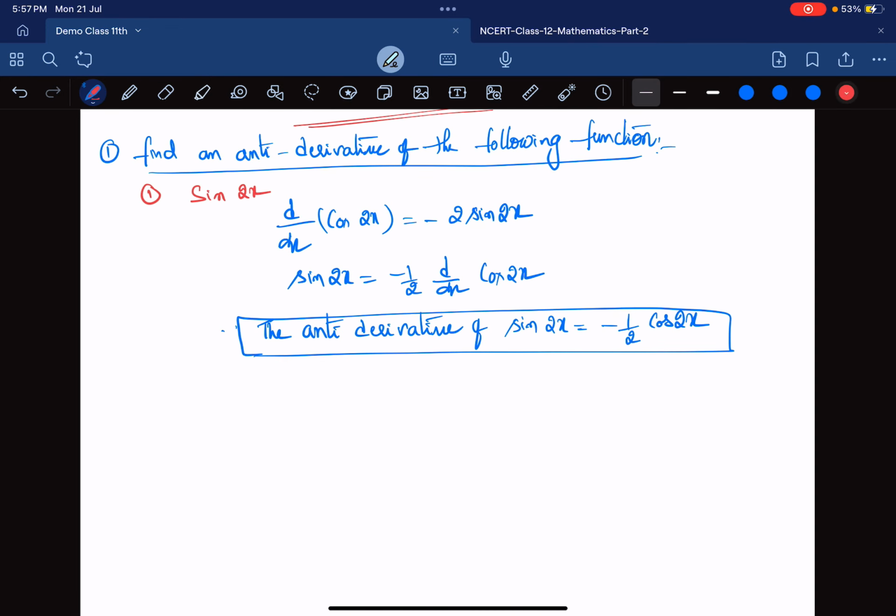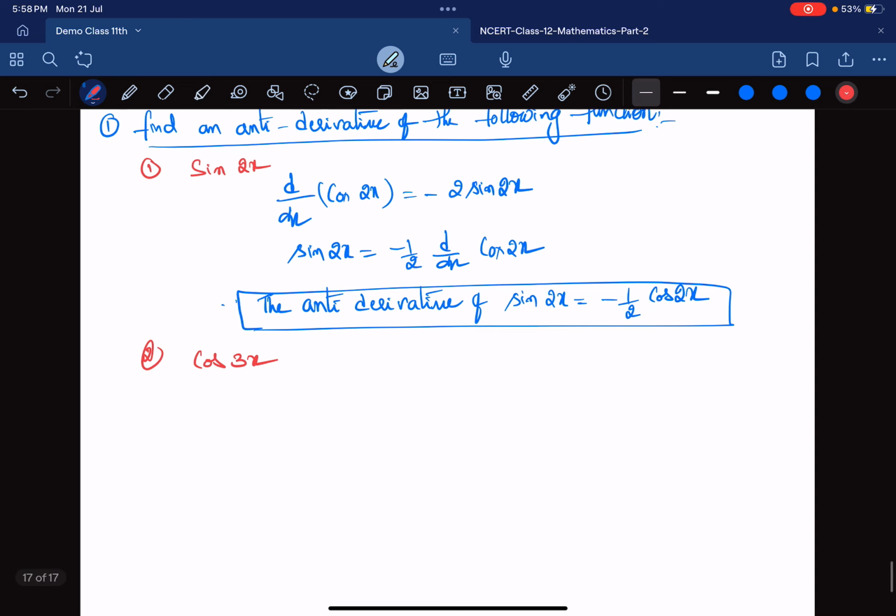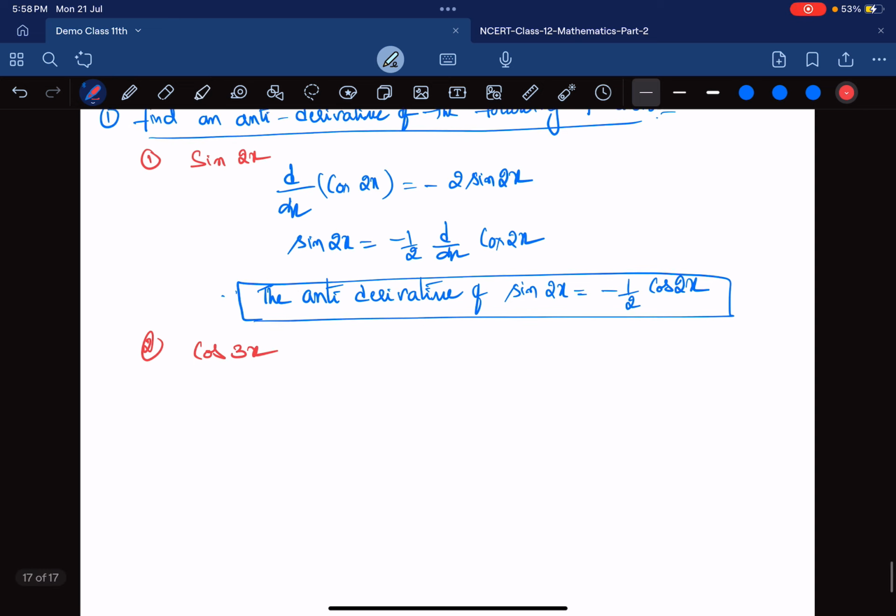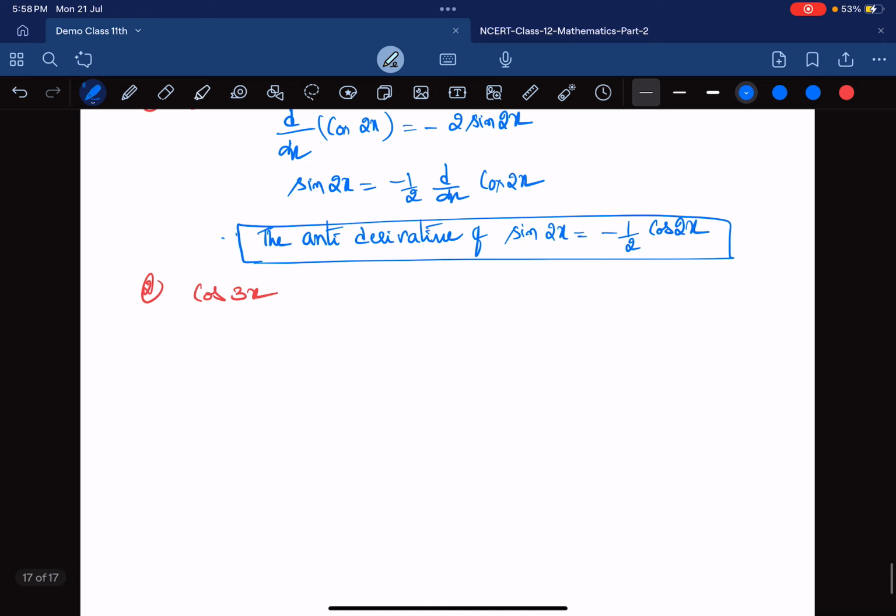So now let us take one more example. The second problem is integration of cos 3x. We know that d by dx of sin 3x is equal to cos 3x into 3.